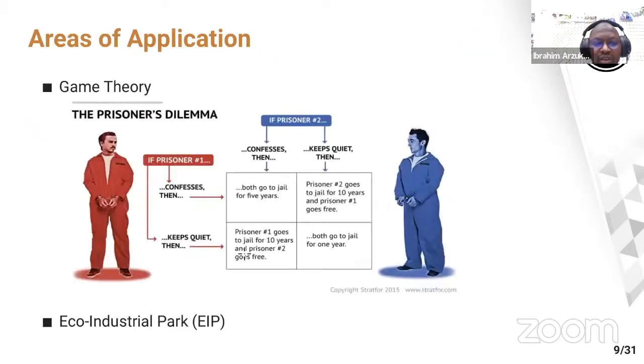So these are some areas of application in game theory and in economics, of which one well-known problem is the prisoner's dilemma.